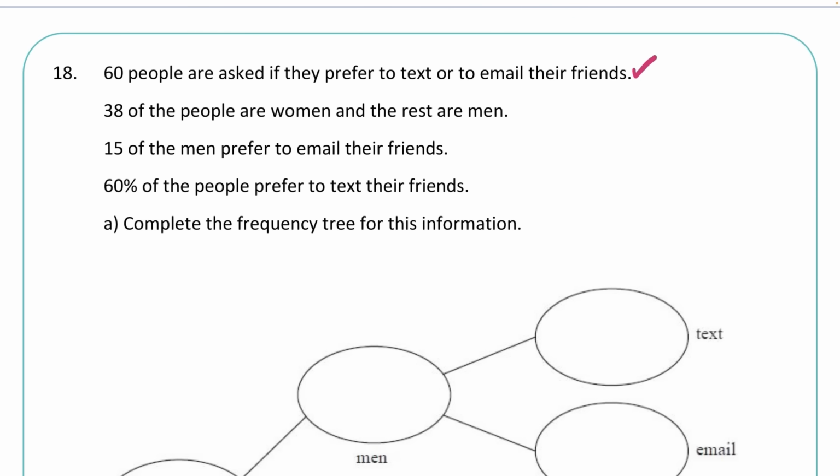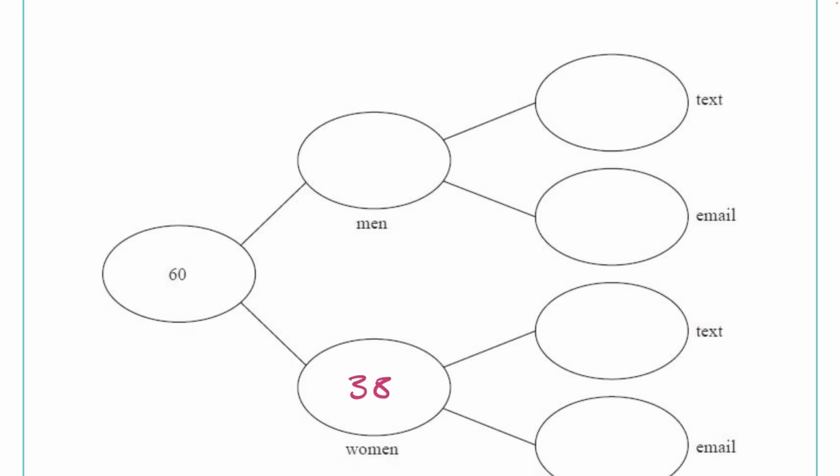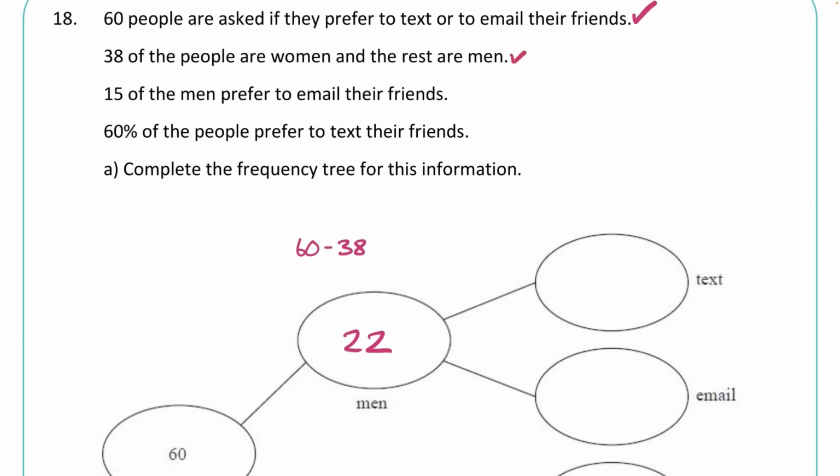38 of the people are women and the rest are men. Well, if we put 38 then into the women section, the men there is going to be whatever makes that add up to 60. So you can write your working out to the side for these, but 60 minus 38, as we're using a calculator, I'm not going to write them down for all of them, but 60 minus 38 gives us 22. So there are 22 men. And we'll tick that off.